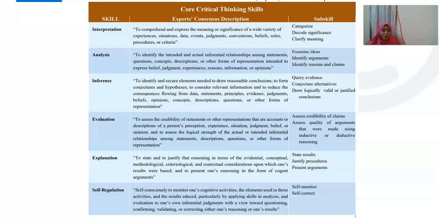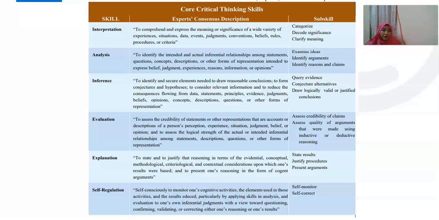The next skill is explanation: to state and to justify the reasoning. Explanation is also a very important skill for you to defend your ideas or your solution. The sub-skills you need for critical thinking in the explanation core skill are stating results and justifying procedures. You need to be able to justify or explain how, so you need the procedures or steps, or any techniques you choose, to present your arguments.